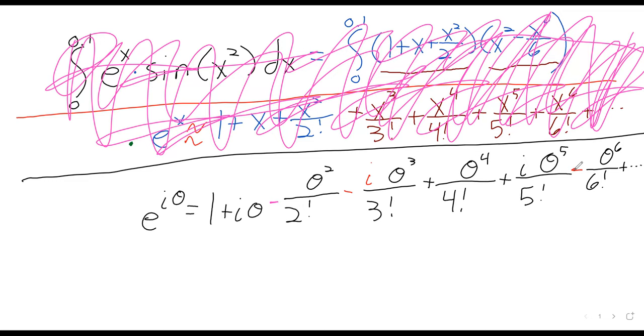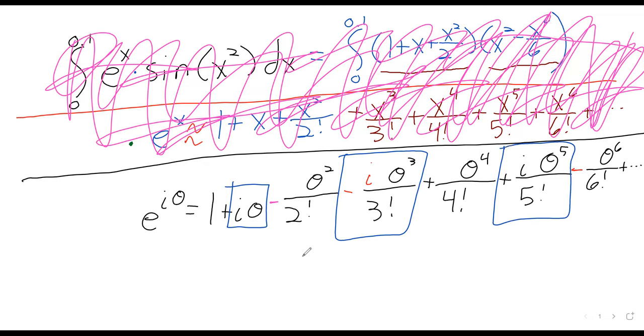So what are we getting here? Well, we're getting some terms that have an imaginary unit in them, and we're getting some terms that don't, right? So as far as the imaginary unit, it's there, and it's there, and it's there. And i to the seventh, and i to the ninth, the 7 factorial and the 9 factorial. Every other term has an imaginary unit.